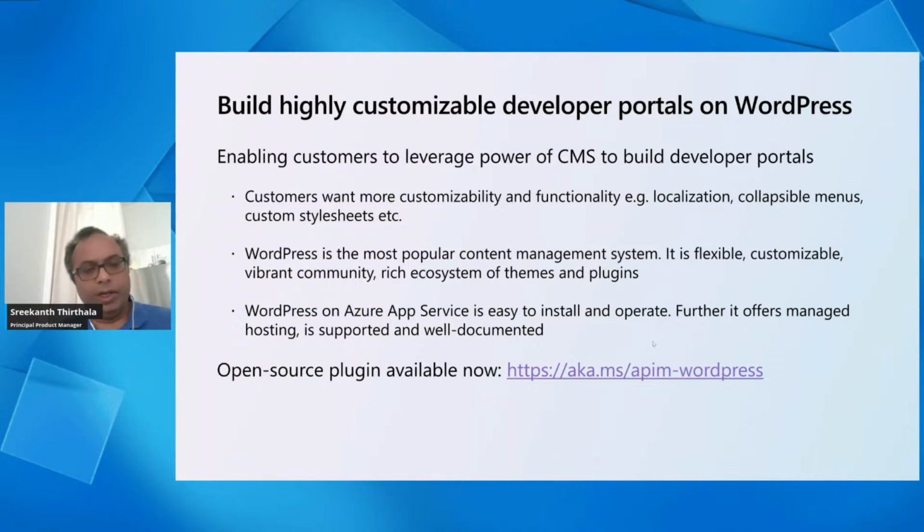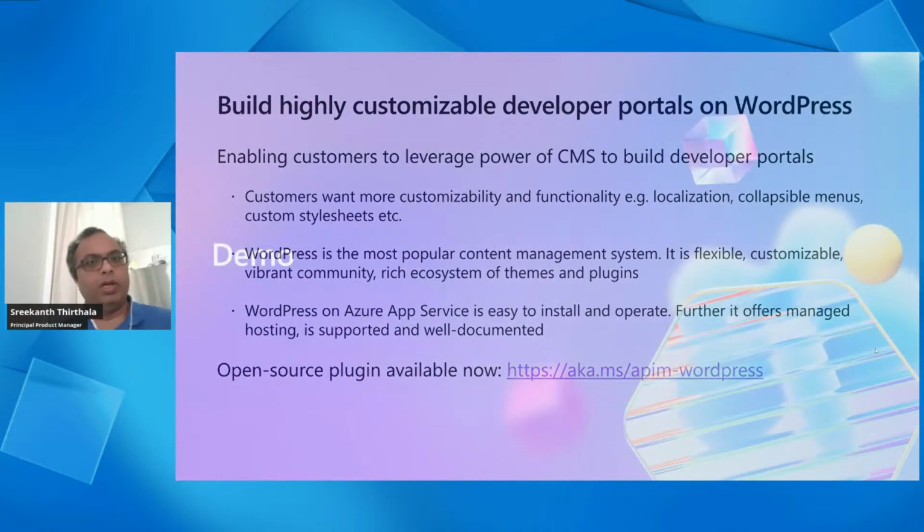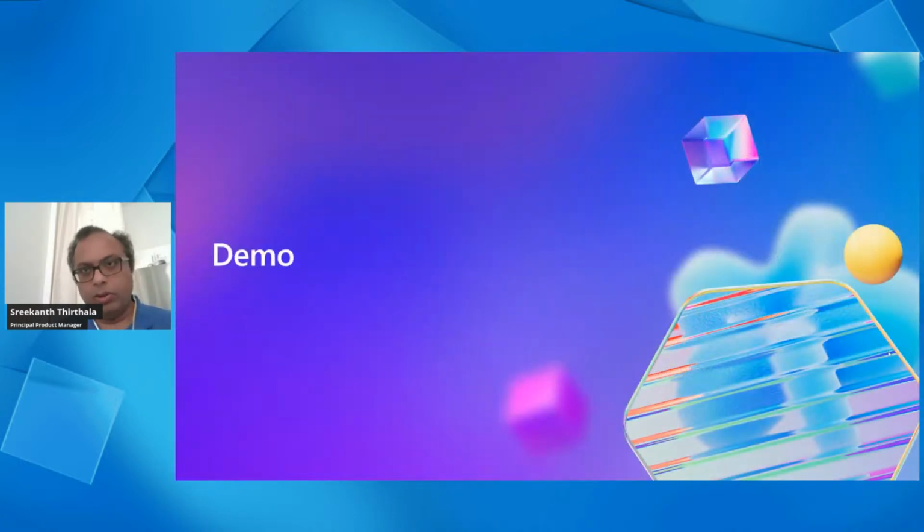We have created a plugin for WordPress on App Service, and we are making the plugin available in open source mode. Here is the link for that, AKMS APM WordPress, where you can go read the documentation and download the plugin and use it. Let me show you a quick video of how this plugin shows up. So I'll show you a quick demo of how this plugin looks from an administrator API manager angle and how it looks from API developer angle, and how it can help you customize your portal. Let me show you a quick video.